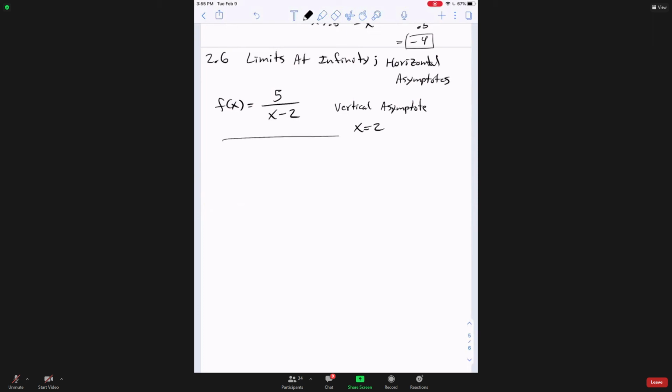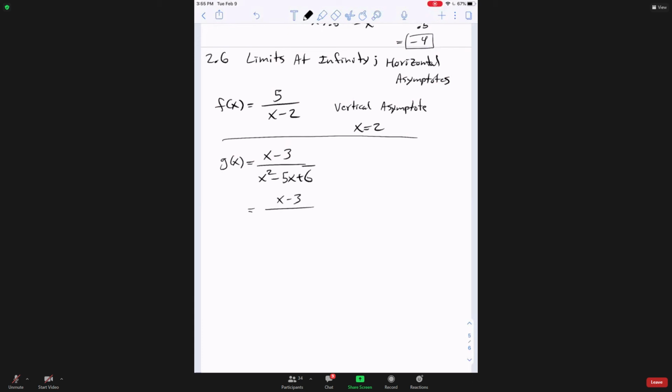But be careful, because if you have g of x equals, let's say, x minus 3 over x squared minus 5x plus 6. In this case, you would say, wait a minute, is it x equals 2 and x equals 3? No, because you have to simplify it first.